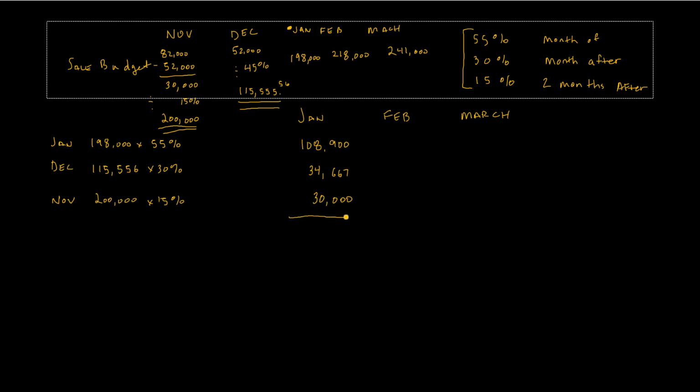So the total cash I'm going to collect in January is going to be 55% of January sales, which is $108,900, plus 30% of December sales, which is 34,667, plus 15% of November sales, which is $30,000. The cash that I'm going to collect in January is going to be $173,567. Okay?